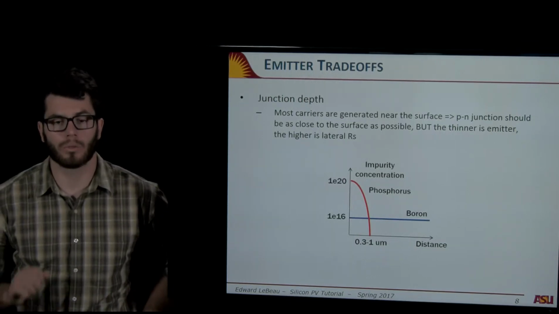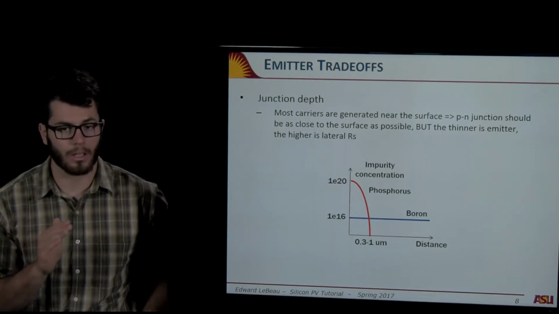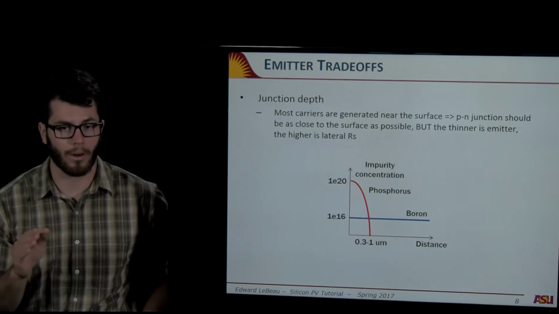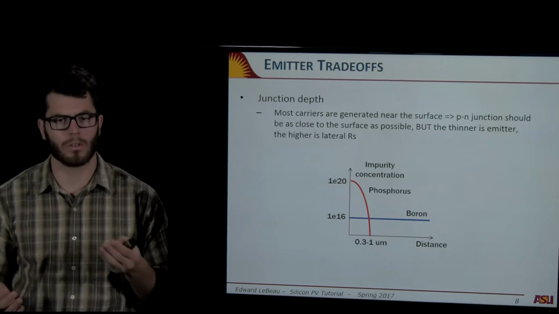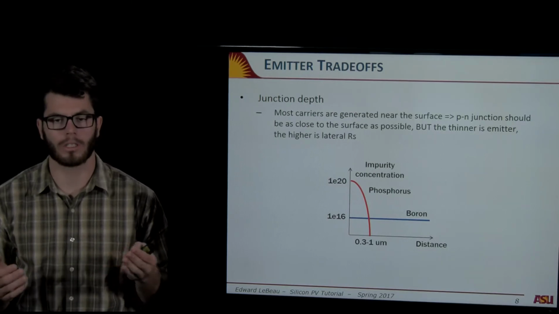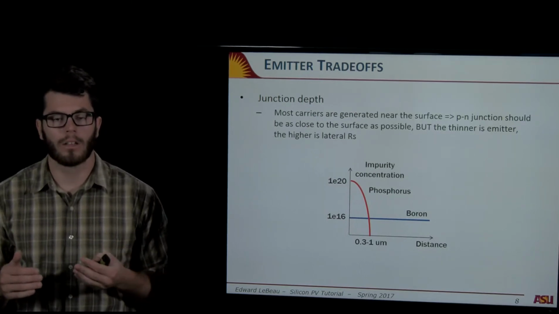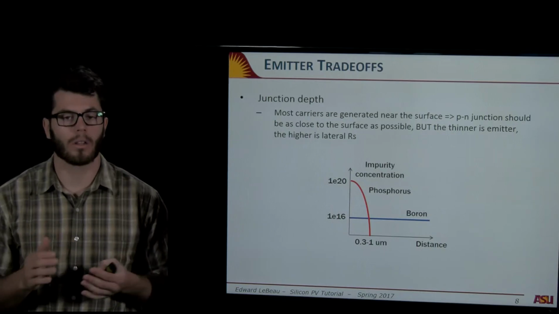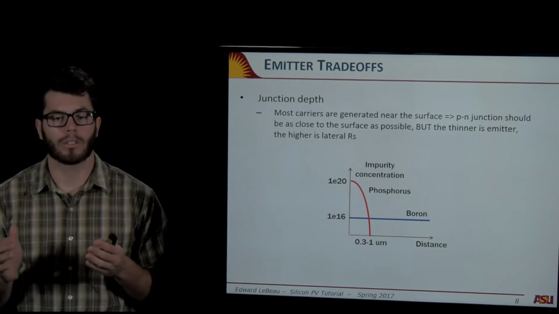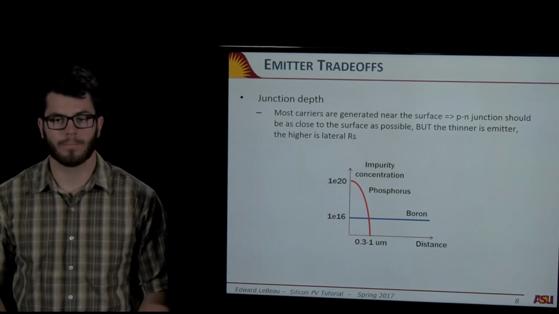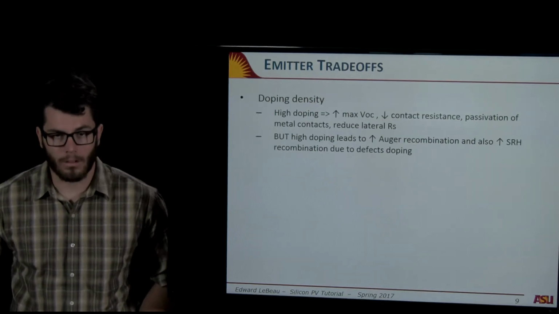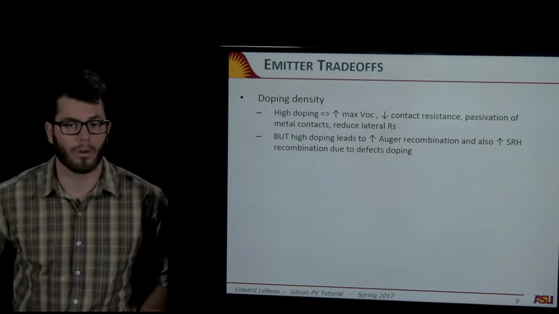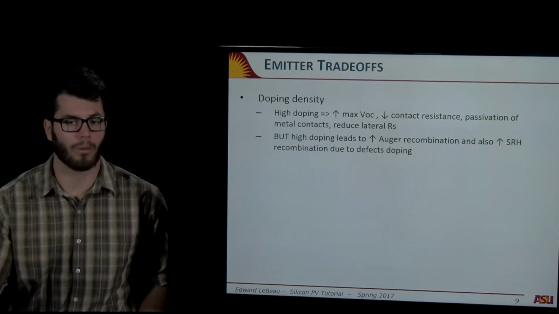But if the emitter is extremely thin, so if your junctions are really close to the surface, then your emitter will be very thin, your series resistance will go up. So you got to balance those two. What's my optimal junction depth where my series resistance is low, but also have my junction up where the carriers are being generated? And the other trade-off is your doping density, which is the same trade-off you have with your bulk, your P-type wafer that you get.